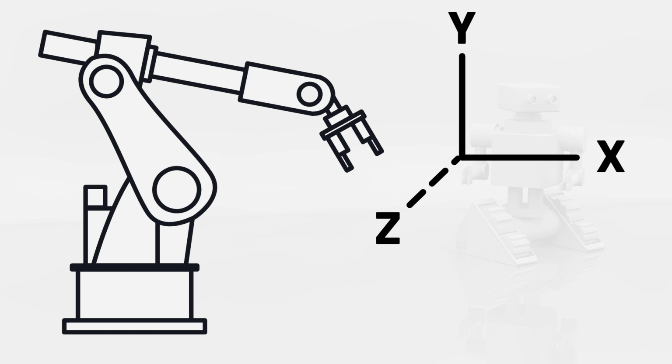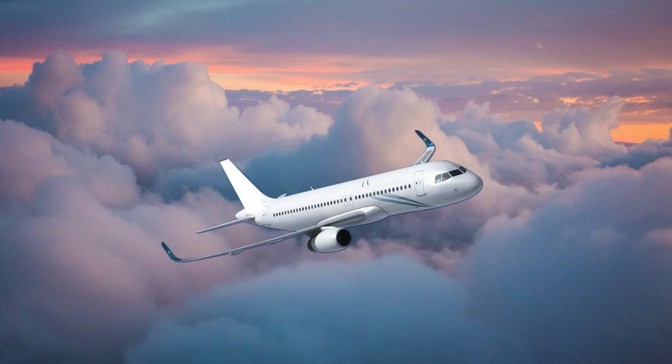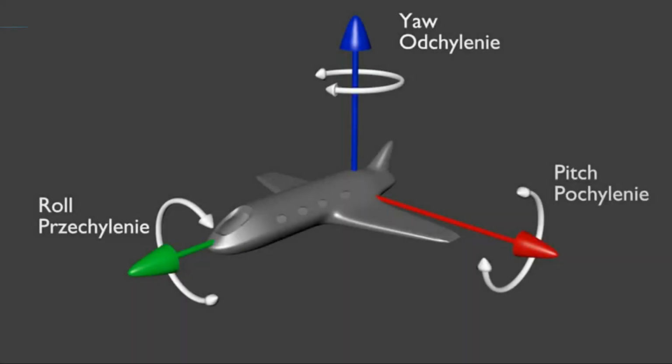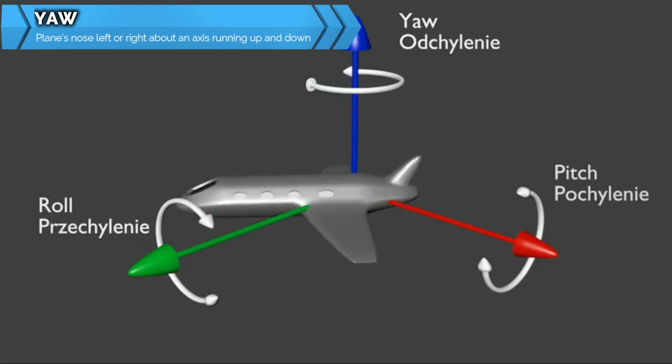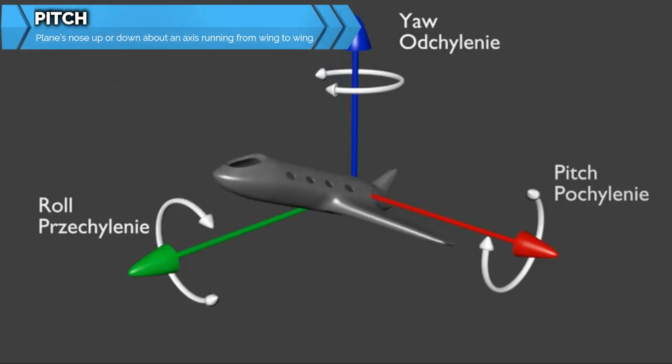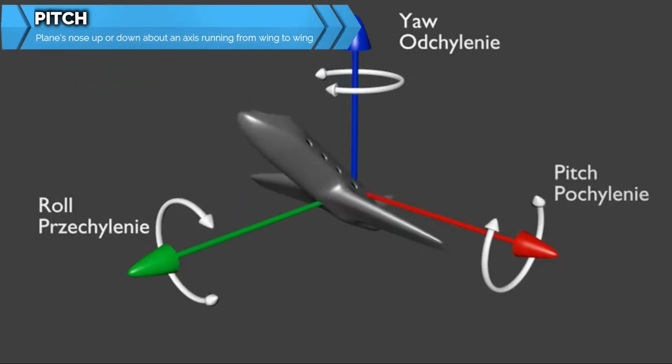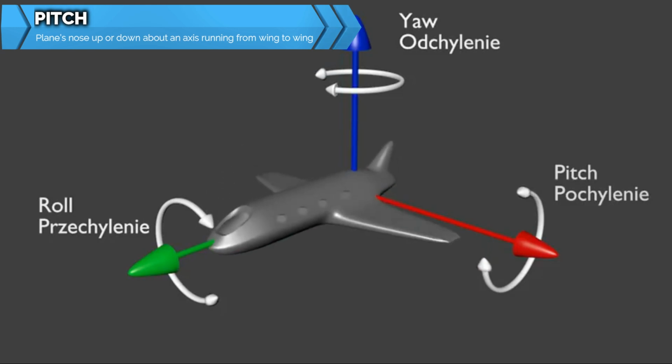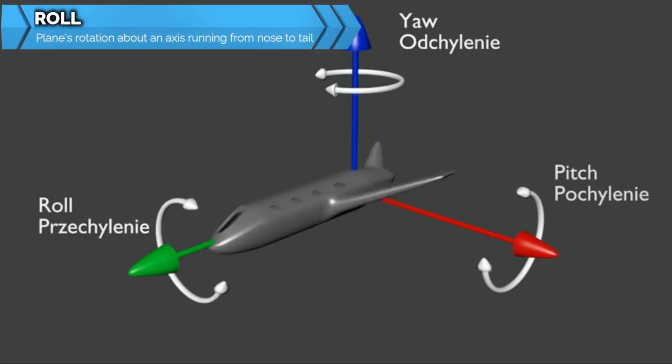But the most amazing movements would be roll, pitch and yaw. Let's take the same example of an aeroplane to understand roll, pitch and yaw. An aircraft in flight is free to rotate in 3 dimensions, in which yaw means the plane's nose moves left or right about an axis running up and down. Pitch means the plane's nose moves up or down about an axis running from wing to wing. And roll means the plane's rotation about an axis running from nose to tail.